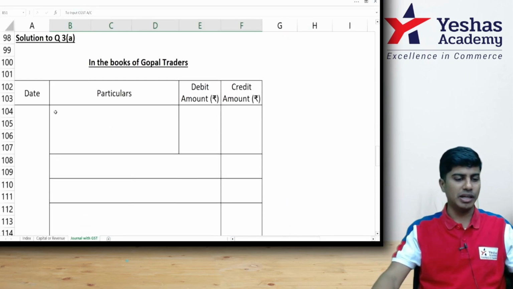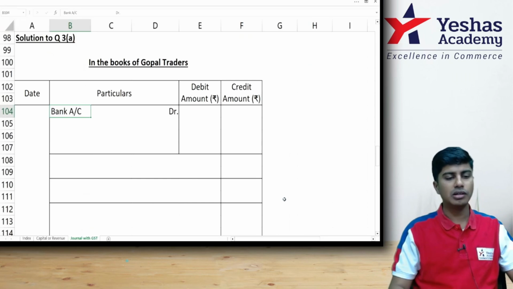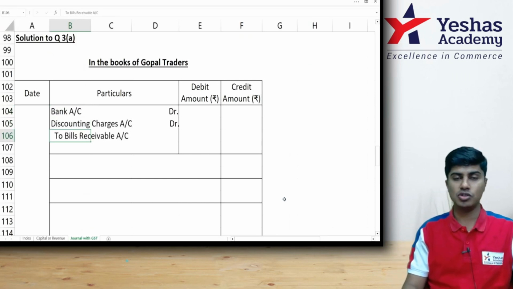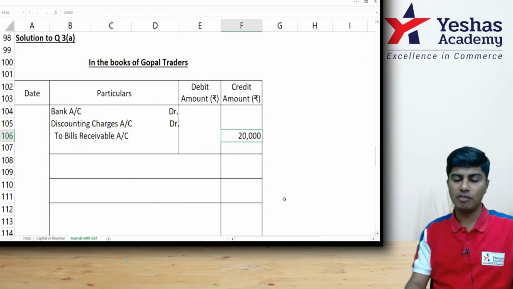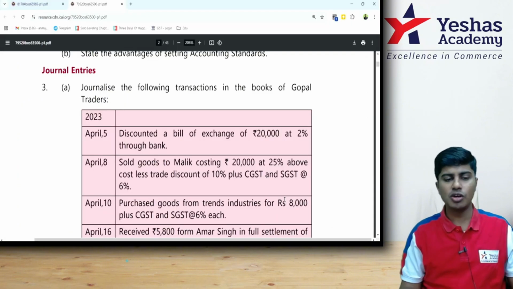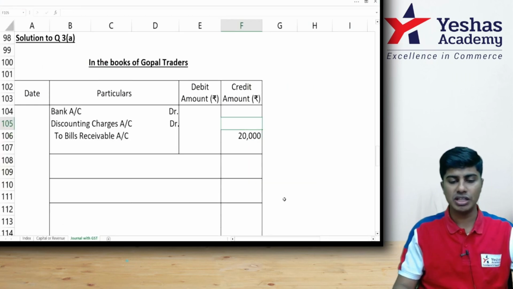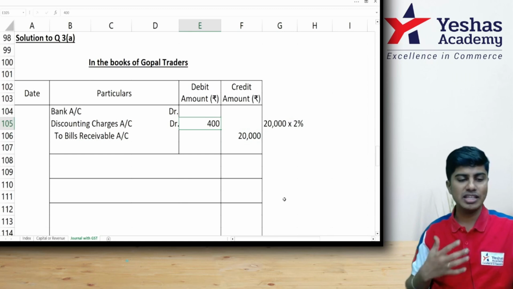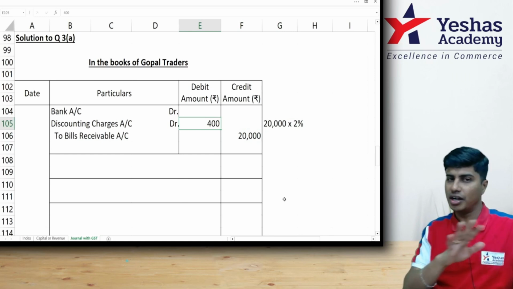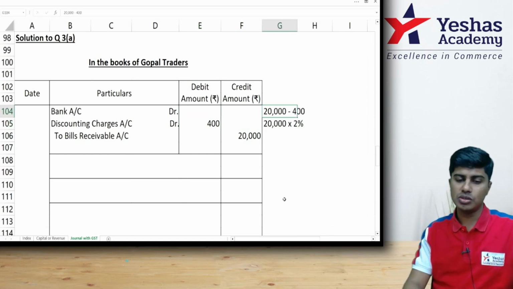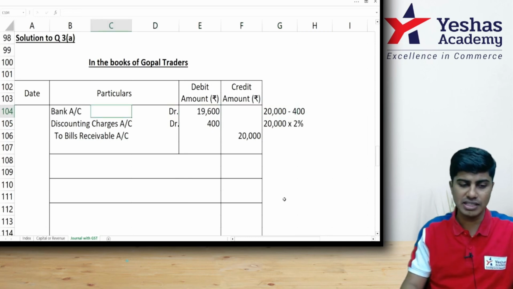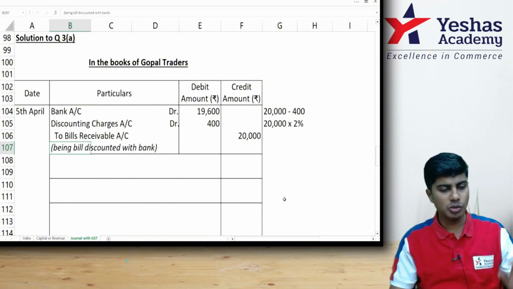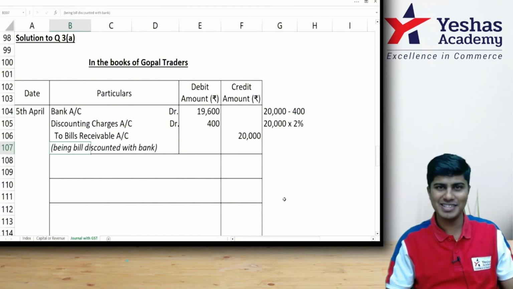So what would I be writing? I would write bank account debit, discounting charges account debit because it is an expense, and I would credit bills receivable. Bills receivable is to the extent of 20,000. On this 20,000 rupees bill, there is 2% discounting charges. 20,000 into 2%, which comes to 400, is my expense. 400 I will not receive. From 20,000, if I deduct 400, I'll arrive at 19,600. That is what I'll receive from the banker, and that will be debited to bank account. Did you guys get this?